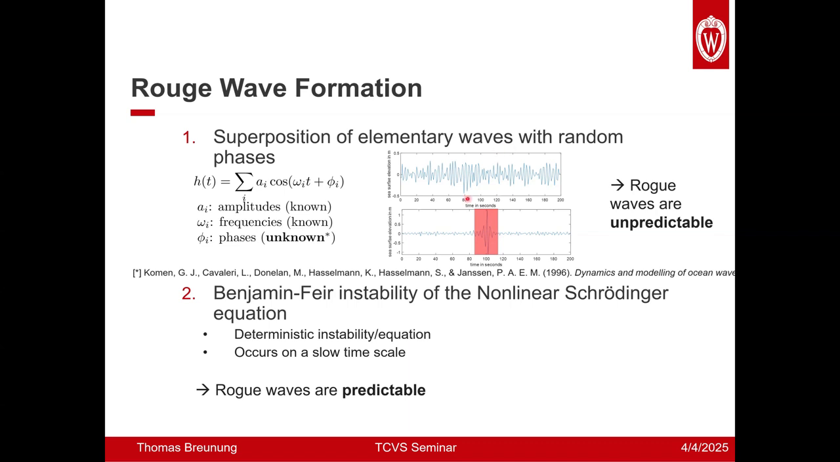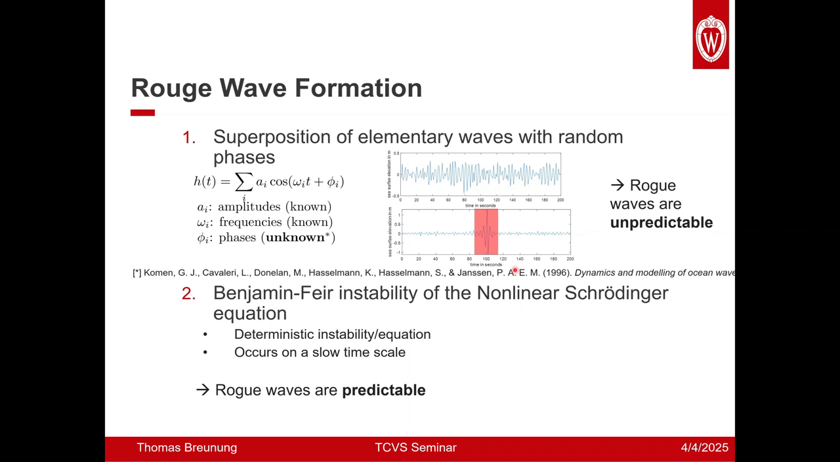So you might observe this sea surface elevation, but for another realization, you might observe a constructive overlay at a certain time instance, which gives rise to a large rogue wave. So in this setting, rogue waves are inherently unpredictable, and what we set out to do, predicting rogue waves, is doomed to fail. However, there's another theory. This is called the Benjamin-Feir instability of the nonlinear Schrödinger equation.